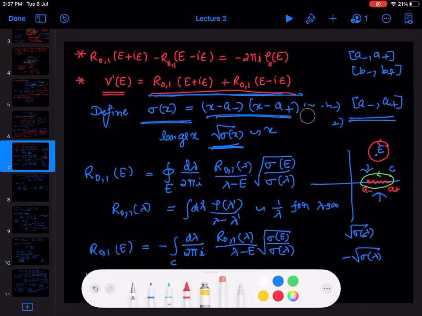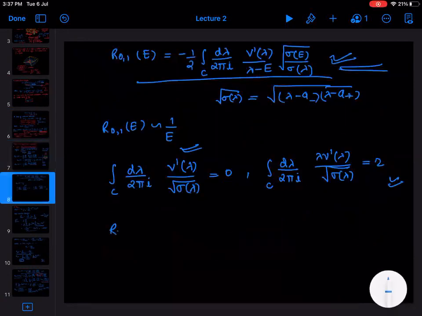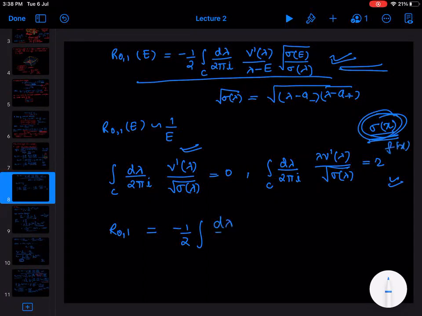I'll tell you one more thing. This expression of R0,1 that I wrote here, in the case of an n-cut solution, you have to find an appropriate function, like I wrote down sigma of x. As I just told you, how do you choose it? It has to have the same branch cuts where your resolvent has a branch cut. So you choose an appropriate function, say f of x, and then you can write your R0,1 like this. You just replace sigma with f of x.